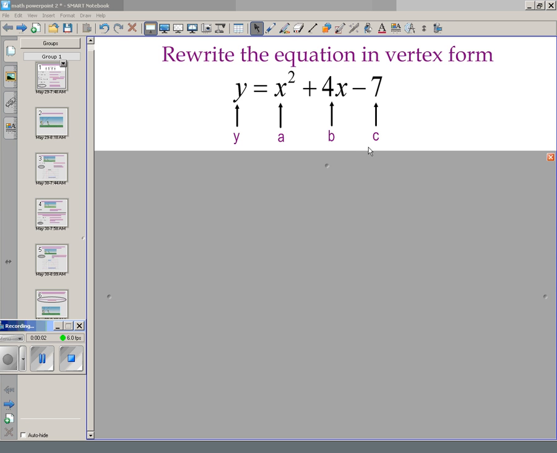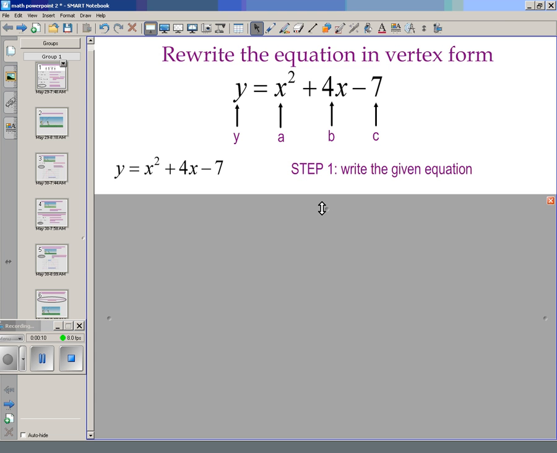This is section 5.7, which is solving an equation by completing the square. The first problem is to rewrite the equation in vertex form. The first step is to write the given equation, y equals x squared plus 4x minus 7.